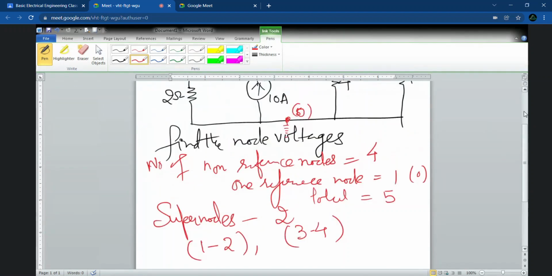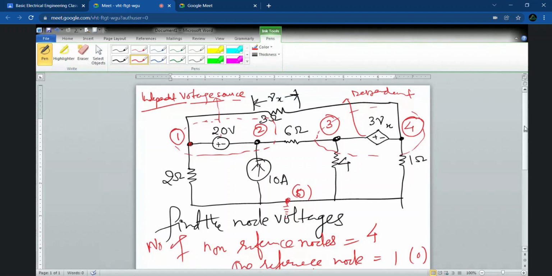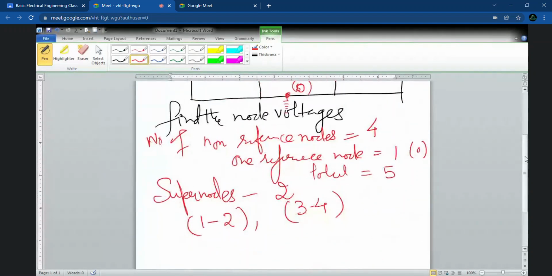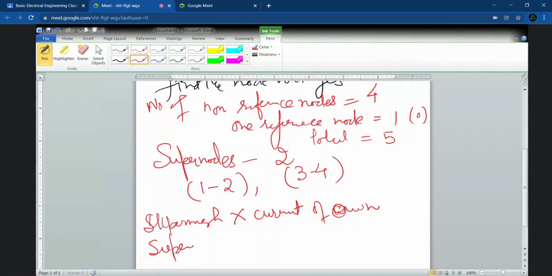Yes, ma'am. Okay. Now what we need to do next is to write the equations, as somebody was asking how will you do it. We'll again go through the properties of the supernode, as we have discussed the properties of supermesh. First, as we discussed in case of the supermesh, the supermesh does not have any current of its own. I had said that, right? Yes, ma'am. Same way, the supernode will not have any voltage of its own.